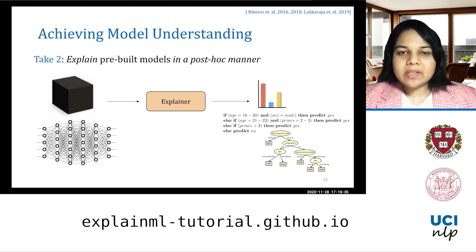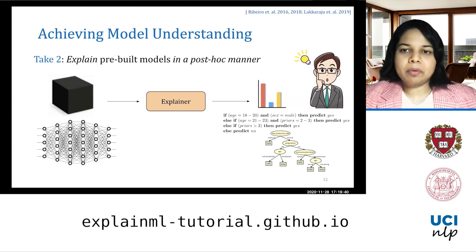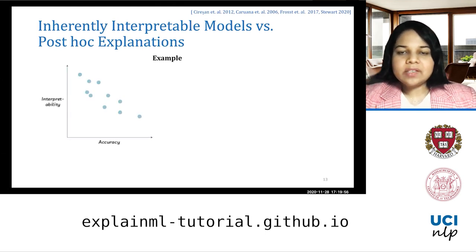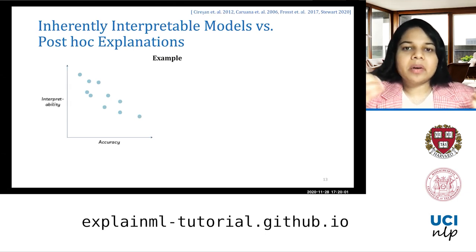Now, the next big question is when to use which of these approaches. So when should we go for inherently interpretable models versus when should we go for post hoc explanations? To answer this question, let us consider an example. Let's say we are in a setting where accuracy-interpretability trade-offs exist. For example, what we observe is that as we make our models more and more complex, we are able to get higher and higher predictive accuracy.